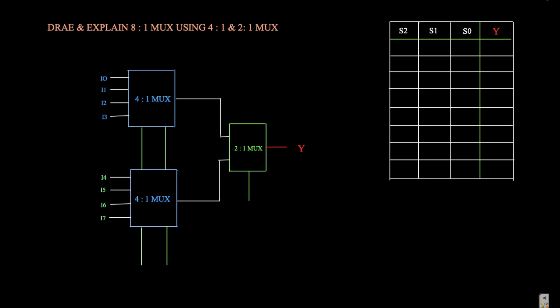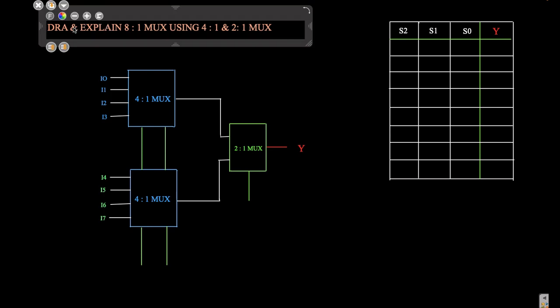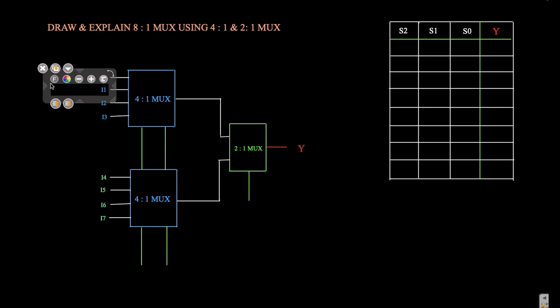Today's second video, where I will explain how to draw an 8:1 MUX using 4:1 and 2:1 MUX. Okay, so let's start with this question. First of all, you know that an 8:1 MUX has 8 inputs and how many select lines? It has 3 select lines.